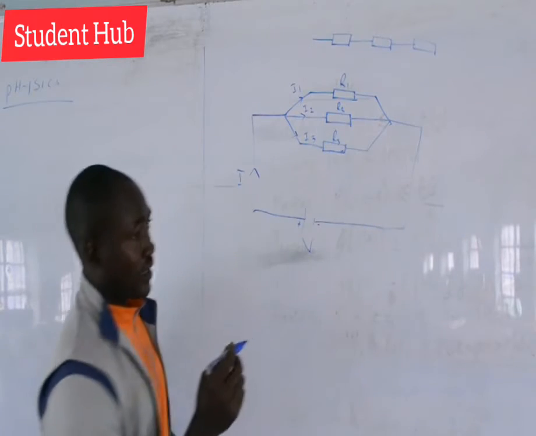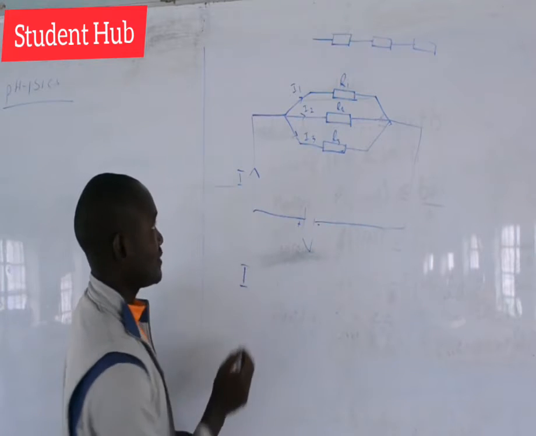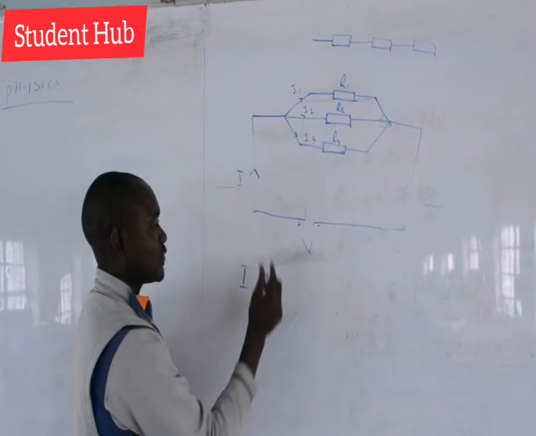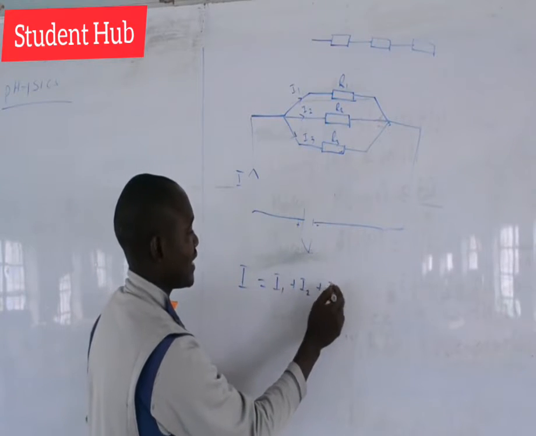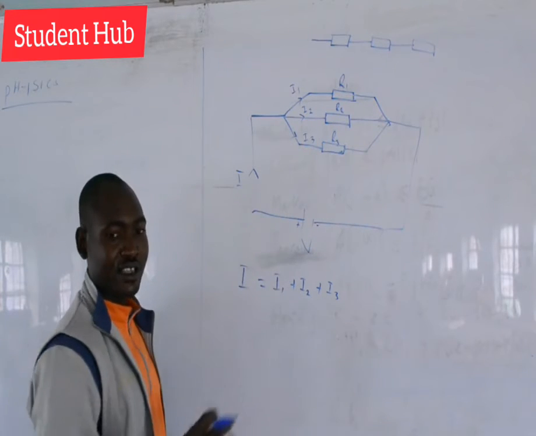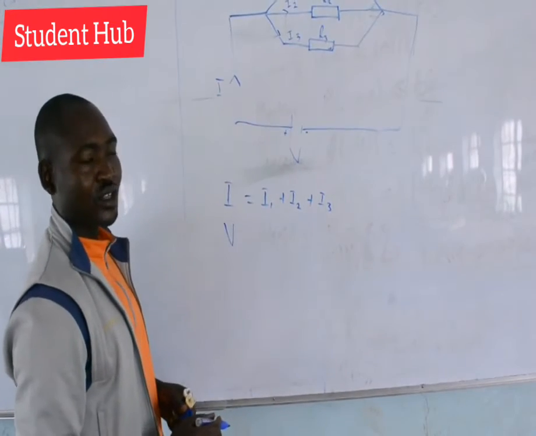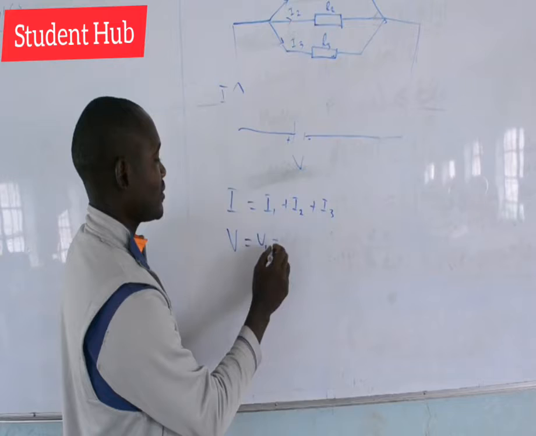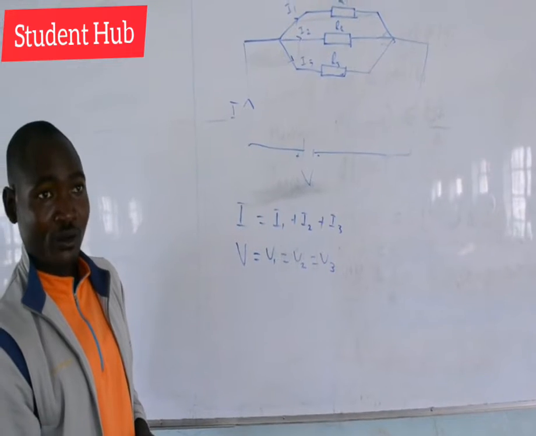So, since that should be the case, a single current flow, that is I, is equal to the summation of the currents flowing: I1 plus I2 plus I3. That is for parallel. But for series, the current flow is the same all through. Then on this side, the voltage across each of the resistors in parallel is the same. So we have V equal to V1 equal to V2 equal to V3. Is that okay? I hope we are together.